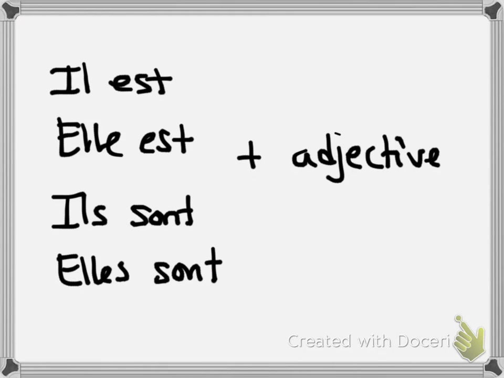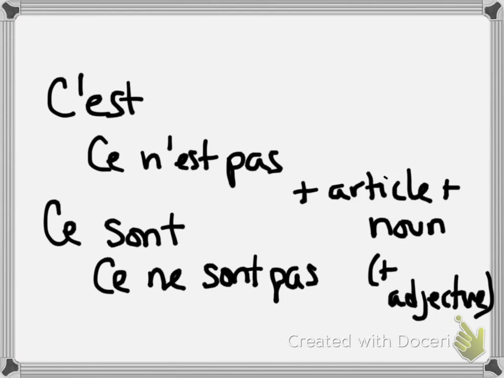So just so you know, with the third person, il est, elle est, ils sont, elles sont, you're going to use those when you have just an adjective. Il est grand, elle est grande, ils sont grands, elles sont grandes. Even if you have more than one adjective, il est grand et beau, il est grand et amusant, things like that. Okay? C'est and the negative ce n'est pas, or the plural ce sont et ce ne sont pas.